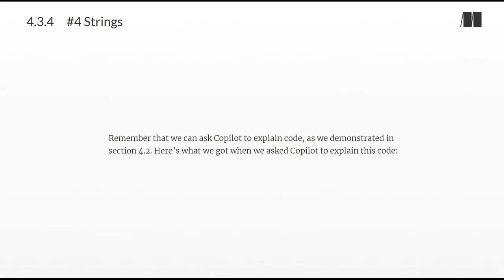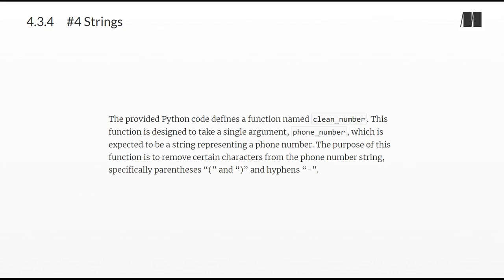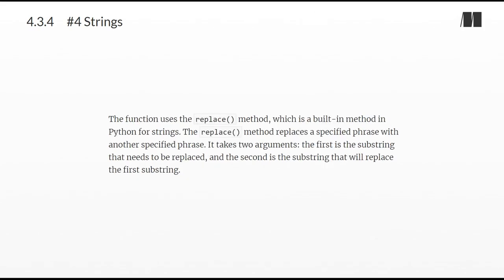Here's what we got when we asked Copilot to explain this code. The provided Python code defines a function named cleanNumber. This function is designed to take a single argument, phone number, which is expected to be a string representing a phone number. The purpose of this function is to remove certain characters from the phone number string, specifically parentheses and hyphens. The function uses the replace method, which is a built-in method in Python for strings. The replace method replaces a specified phrase with another specified phrase. It takes two arguments. The first is the substring that needs to be replaced, and the second is the substring that will replace the first substring.